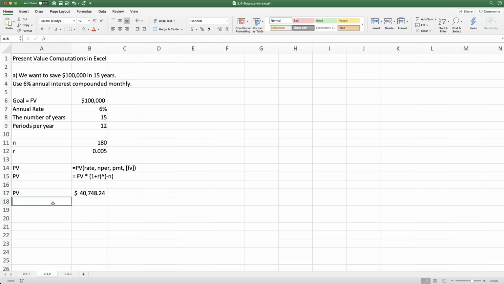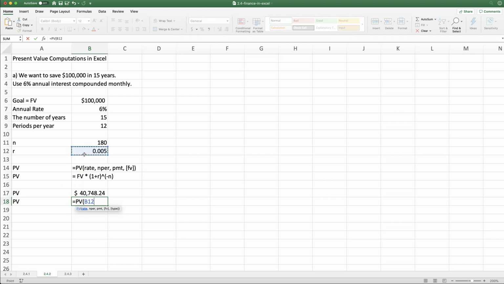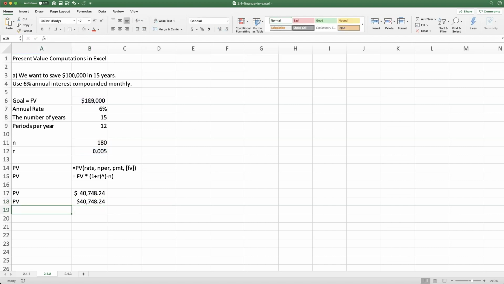Let's compute it using Excel's formula now. The present value is given by the present value function with the rate 0.005, the number of periods 180, payment is 0 since this is not an annuity, we're not adding anything every period. And the future value, $100,000. Similar to the future value computation, we need to put a negative sign in front of this. This is again negative because it's out of your pocket for the duration of these 15 years. $40,748 and 24 cents. We get the same answer.